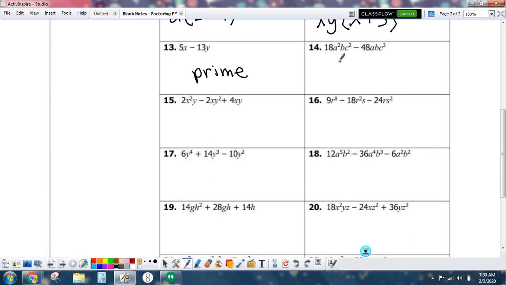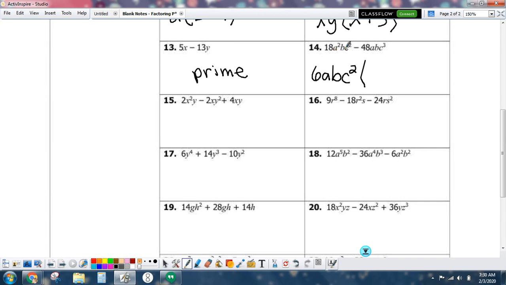All right, for 18, so we have a lot more variables here, but that's okay. We're going to go ahead and still try this. We've got 18, we've got negative 48. The greatest common factor between the two of those is a 6. Now we have a squared and a, so that's a. B and b, so it's b. C squared and c to the third, so c squared is going to be the biggest that goes into both, okay? And then times the parentheses.